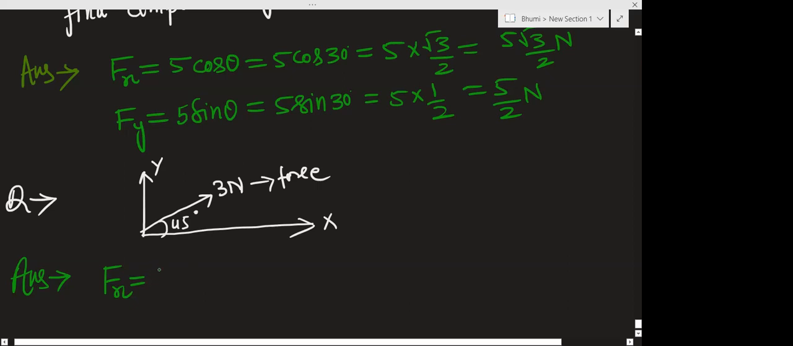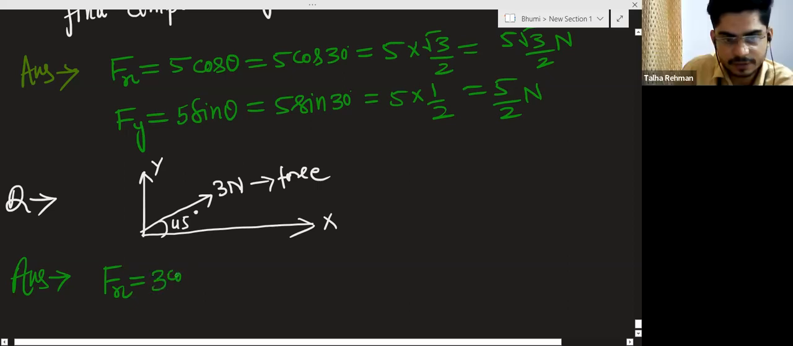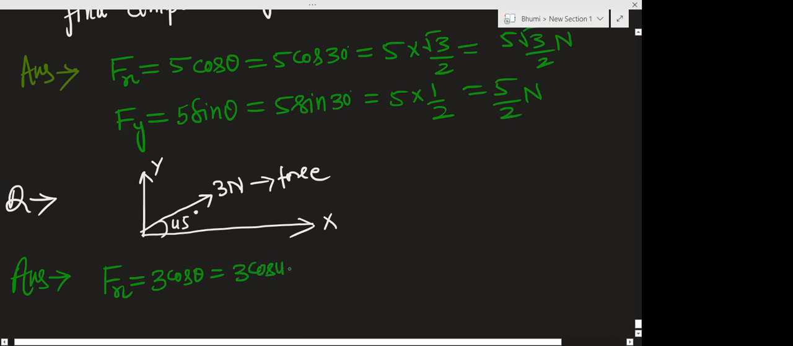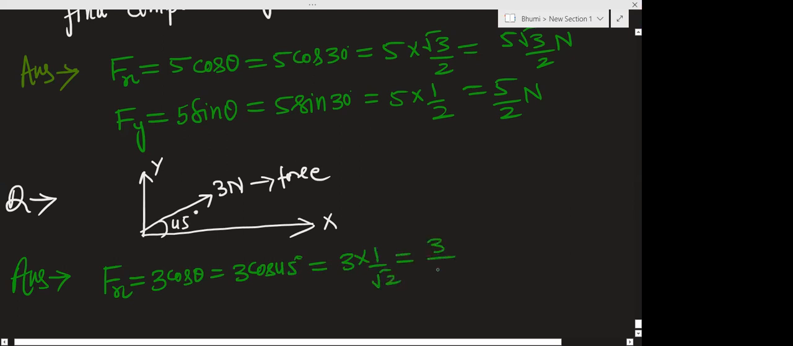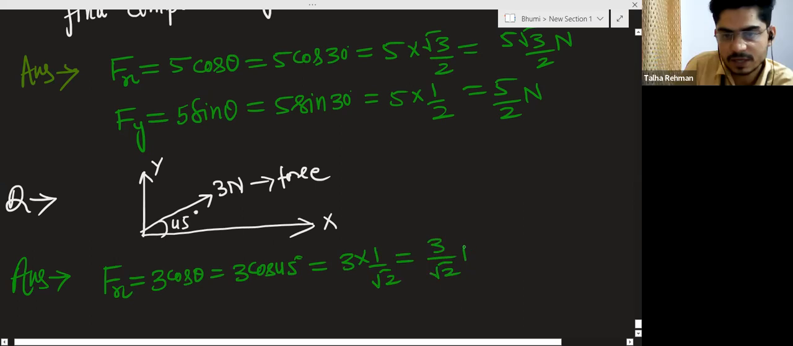Cos theta. That will be 3 cos theta. Very good. 3 cos theta. And so 3 cos 45, and cos 45 is 1 by root 2. So 3 into 1 by root 2. Yeah. This will be the answer.